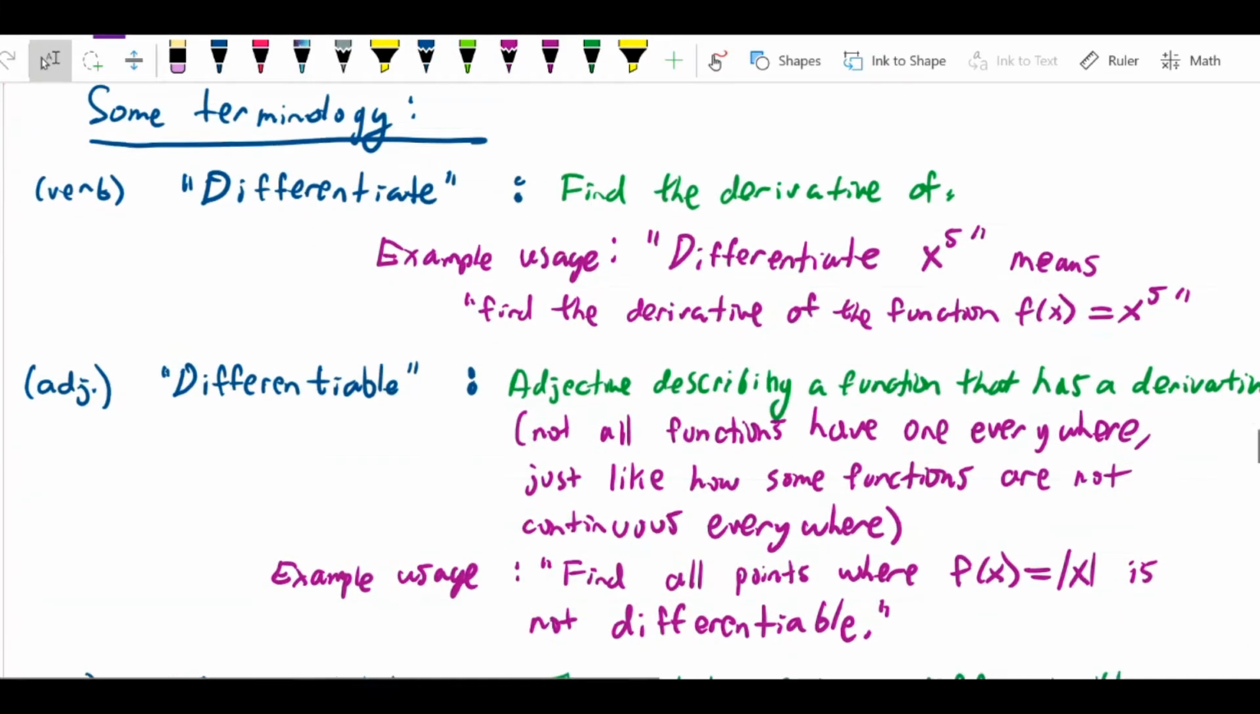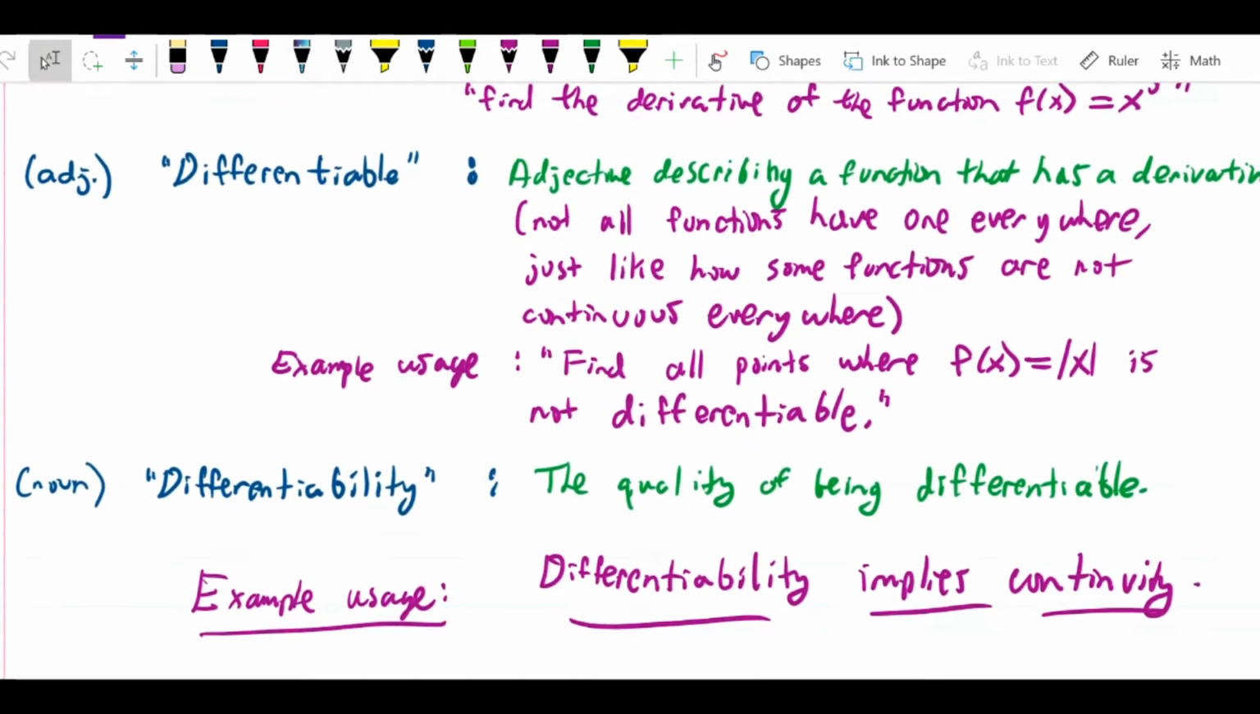Finally, the last term is a noun, differentiability. This is the quality of being differentiable. An example usage would be the statement differentiability implies continuity. I'll give you an example of what that means in a minute. It means that if a function is differentiable at a point A, then it is also continuous at the point A. If it's not continuous at the point A, it cannot be differentiable at that point. It's possible for a function to be continuous at a point but not differentiable, so it's not that they always go together. What I'm saying is that you can't have differentiability without also having at least continuity.